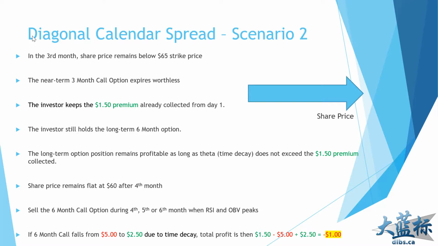And let's say my call option has eroded in value from $5 to $2.50, then my original income of $1.50, minus the $5 I spent on the call purchase, plus the $2.50 I'm getting back in residual value, my overall net would be a loss of $1, still better than losing $5 compared to a standard call purchase.